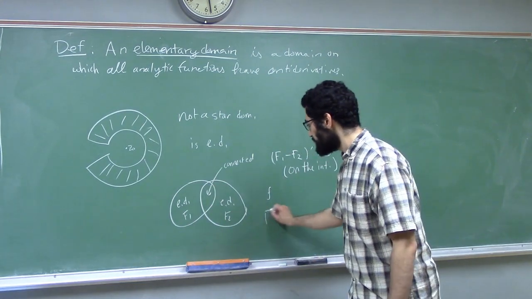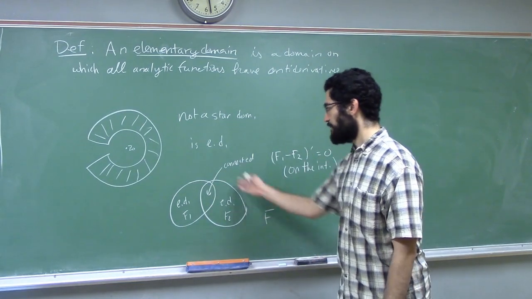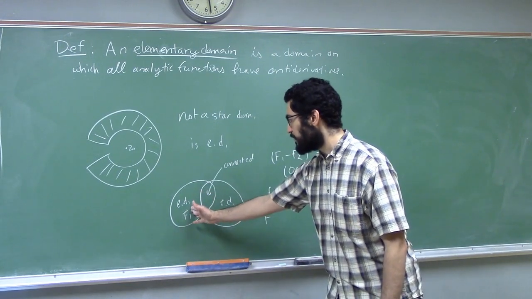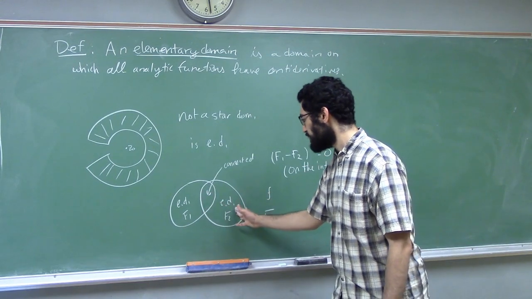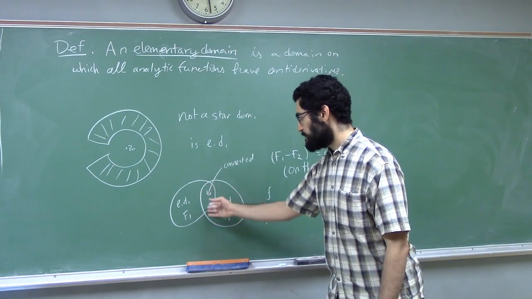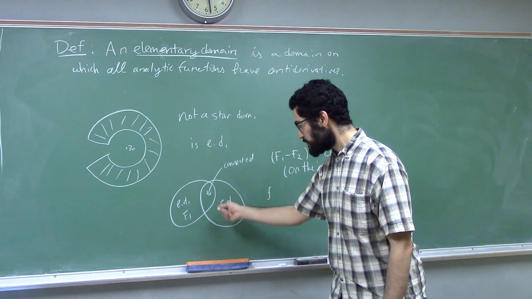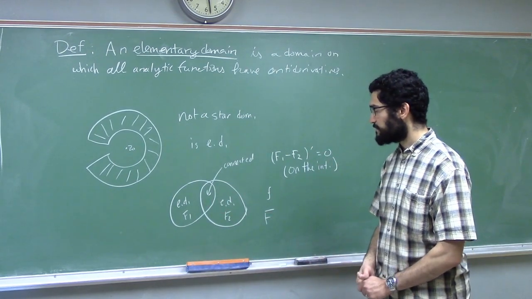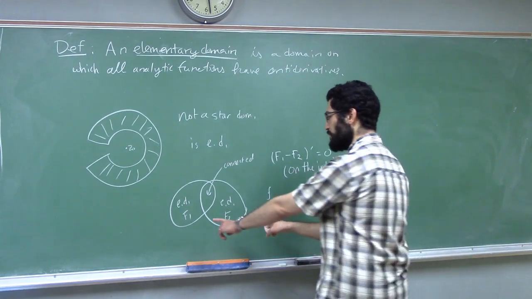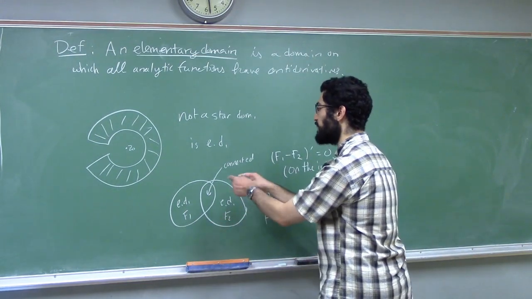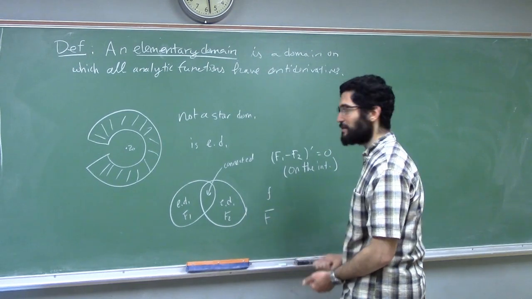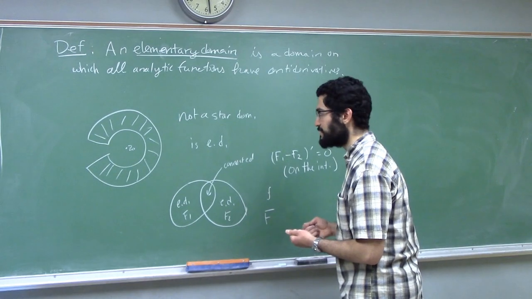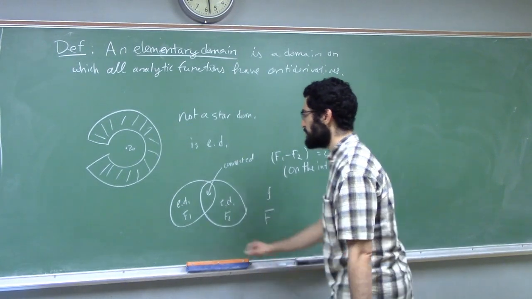Then you can piecewise define some global antiderivative big F on the whole union, which takes the value big F1 takes on this set, the value big F2 takes on this set, and on the intersection you can take either one, and big F will be a global antiderivative for little f. Okay, so the point is, if you union elementary domains that have connected intersection, then you get an elementary domain. So that lets you prove that a lot of things that are not star domains are still elementary domains.